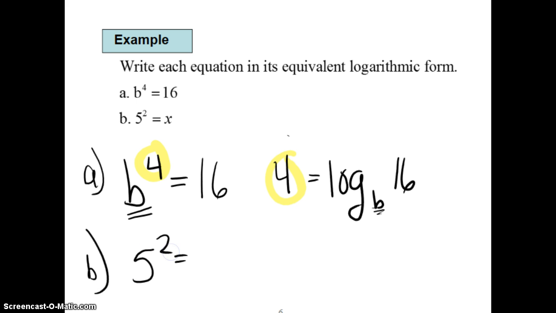5 squared equals x. I want you to do the same thing every time. What's my base? My base is 5. What's my exponent? My exponent is 2. And whatever's left goes into that spot. Let's do some more.